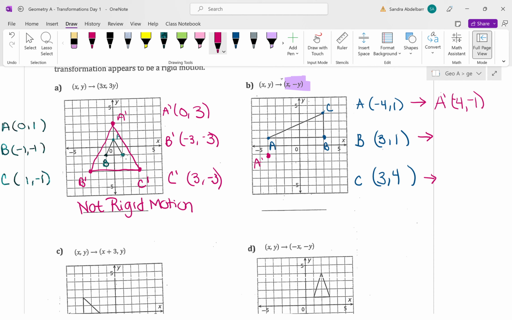Okay, now let's do letter B. Somebody tell me, what is letter B going to become? So the rule says, Danya? Good. It says keep your x the same, so 3 stays the same, and negate your y, so negative 1. 1, 2, 3, negative 1. There's our B prime. All right, somebody tell me with letter C. Maya. You got it. Keep our x the same and negate our y.